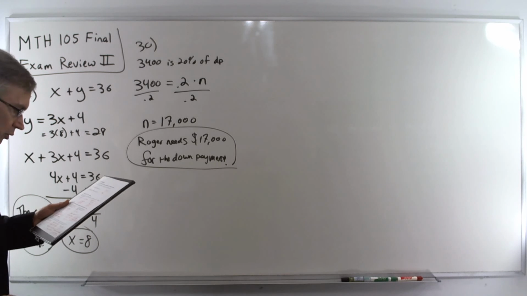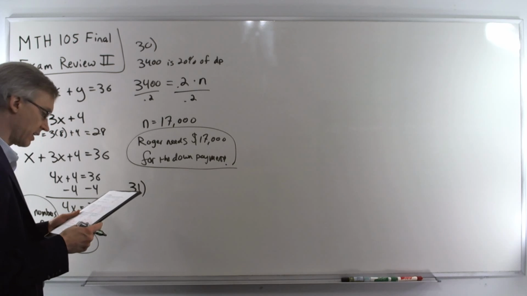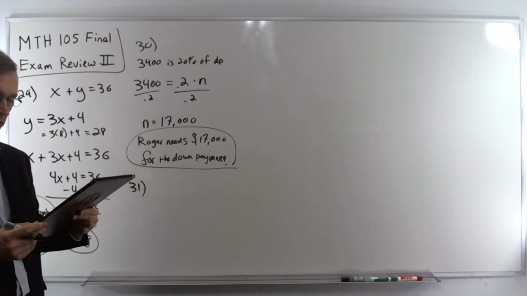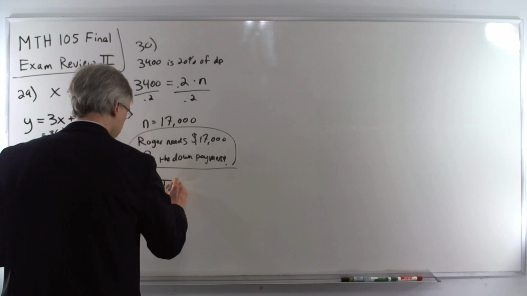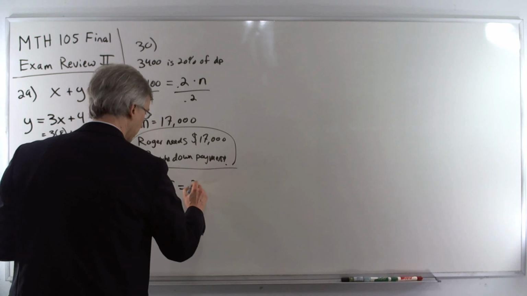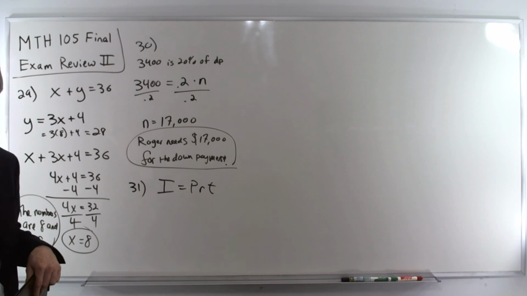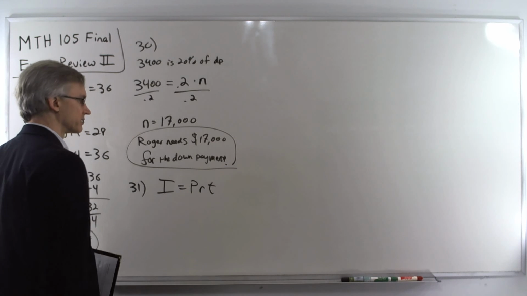Next up, number 31. How long would $20,000 need to be invested at 8% simple interest in order to earn $8,000? Well, for this, we'll need the simple interest equation. I equals P R T. I is the interest, P is the principal, that's the initial amount invested. R is the rate as a decimal, T is the time in years.